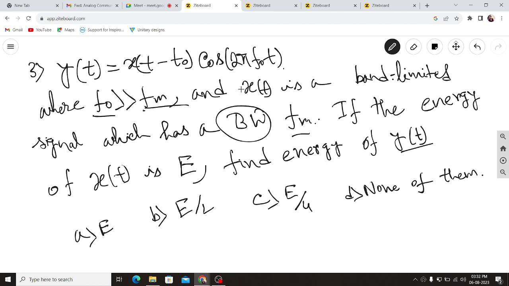It is not option A. It will be different, because you see there is a term multiplied by cos.